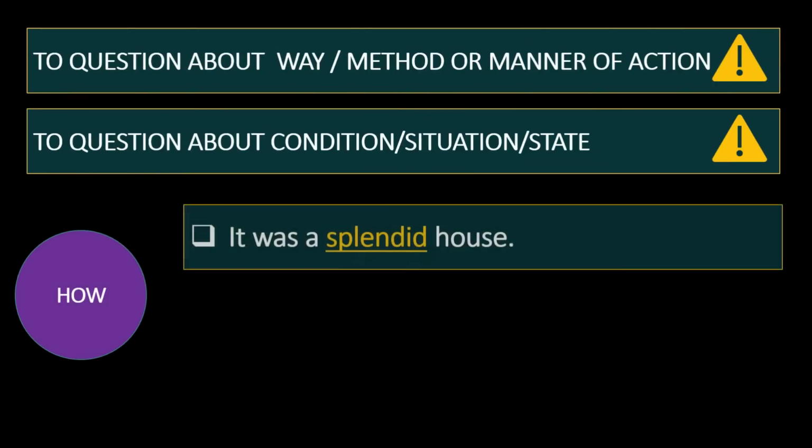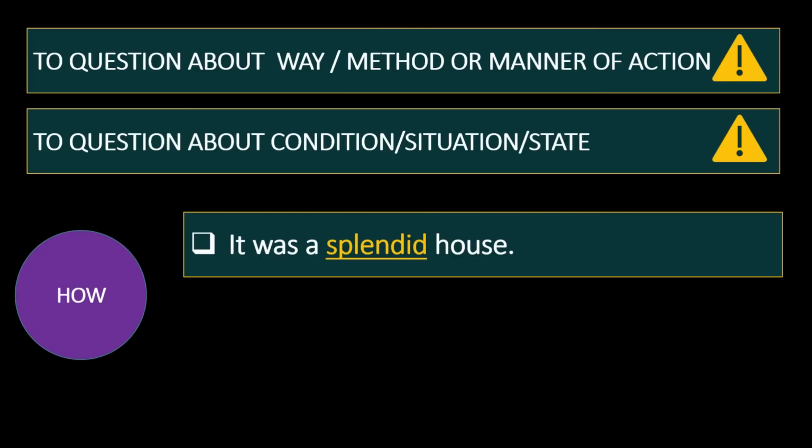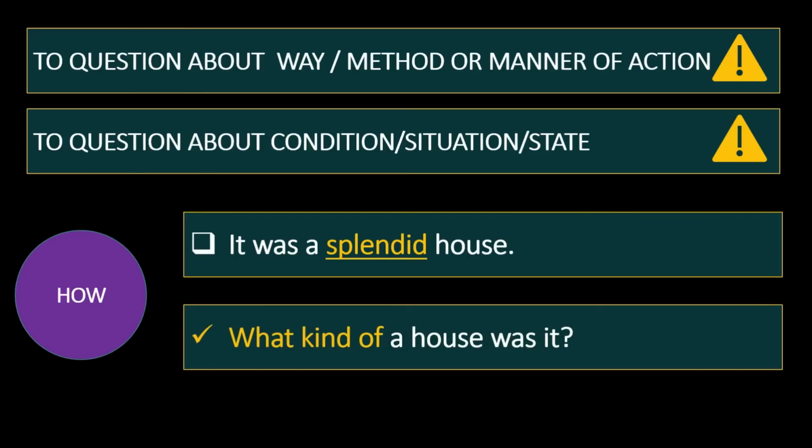But there is something here. Let's look at it. It was a splendid house. Now can you use how? Just think of it. Can you say how was it house A? No, it's not possible. It all becomes messy. Now, what kind of a house was it? So this can be used with such sentences. It was a splendid house. We have a noun going after this adjective, splendid adjective and house. Now with such sentences, if an adjective is underlined, we always use what kind of a house was it.